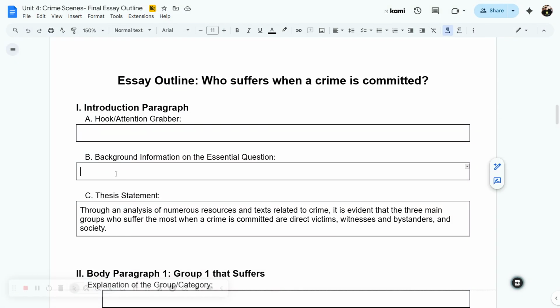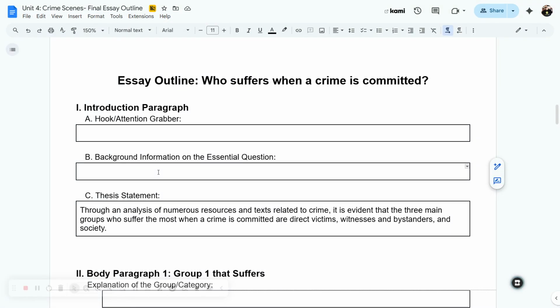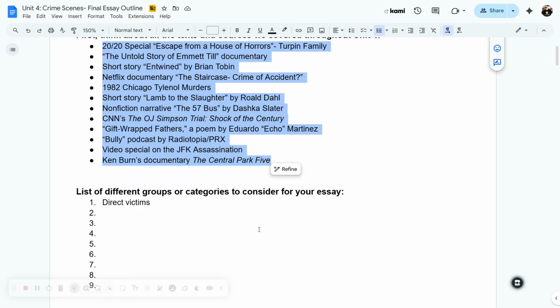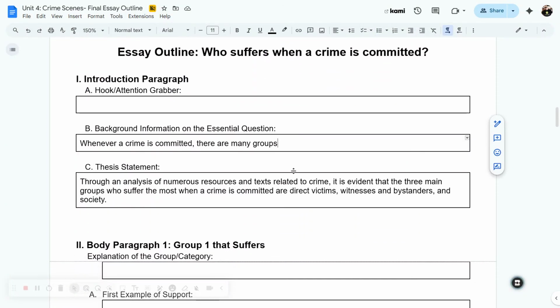So, the next part is simply a little background information on our essential question. Our essential question is: who suffers when a crime is committed? You want to introduce your reader to the topic you're talking about. Background information could be something like, whenever a crime is committed, there are many groups, and then you would just write a little bit about this topic. Don't go into any details. Don't talk about any of these stories yet. Don't talk about any crime in our world today. You're just giving some background. You're just setting up your essay.